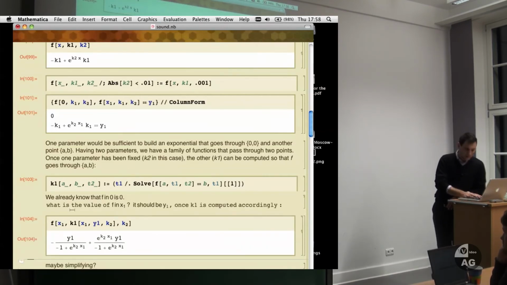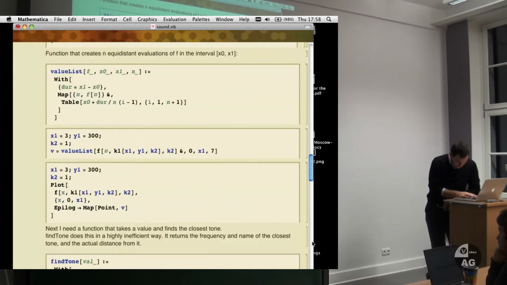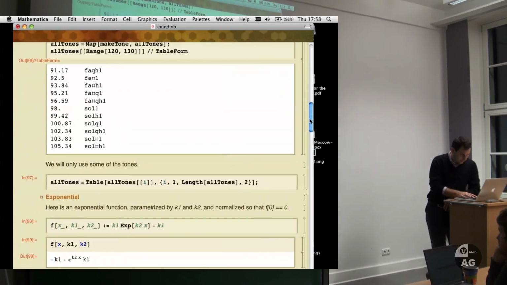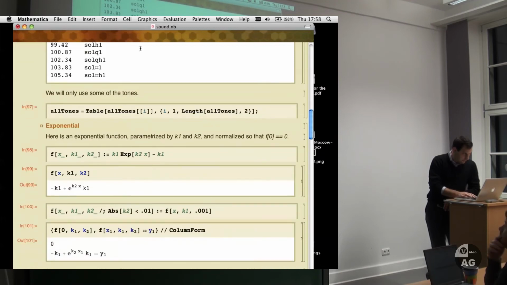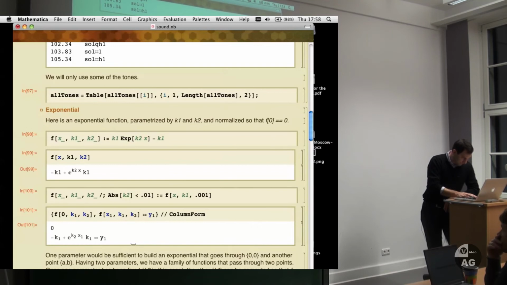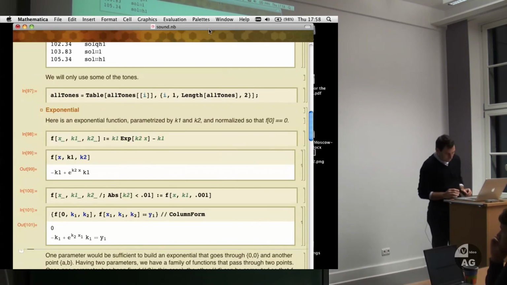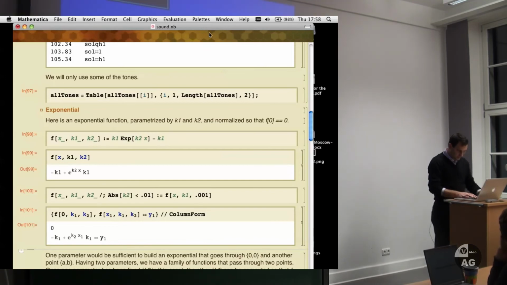Now I evaluate, oh, let me shift this. Can I shift it? No. Damn, I would like to shift it. I cannot shift it. I have to do this, sorry.